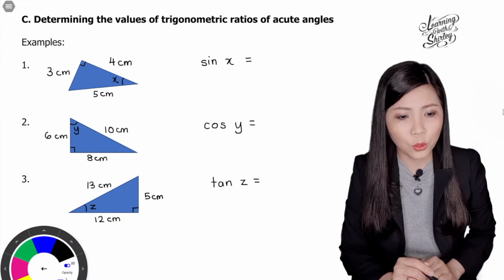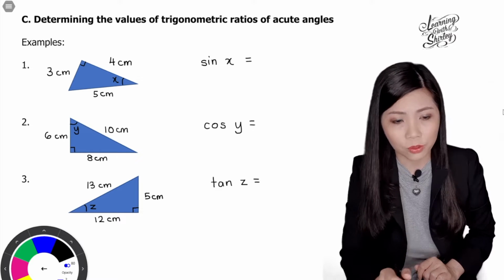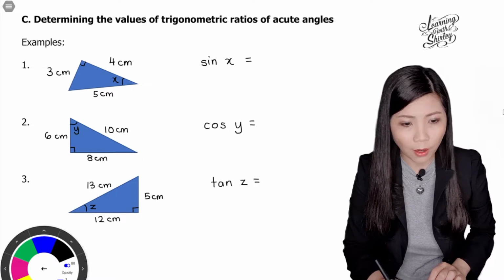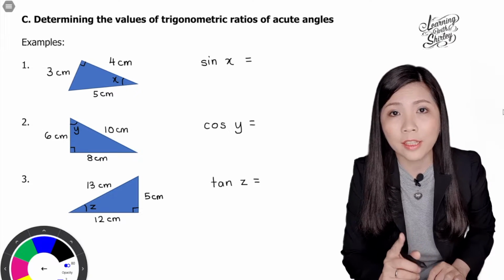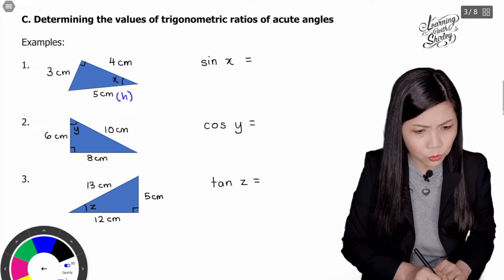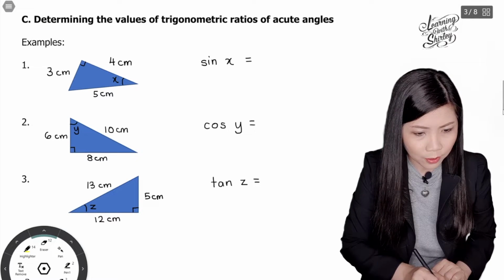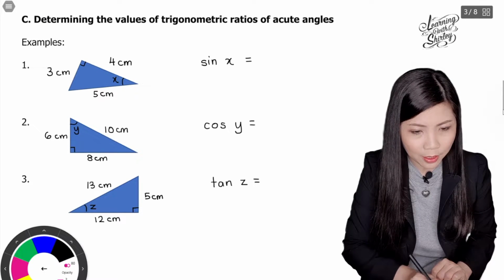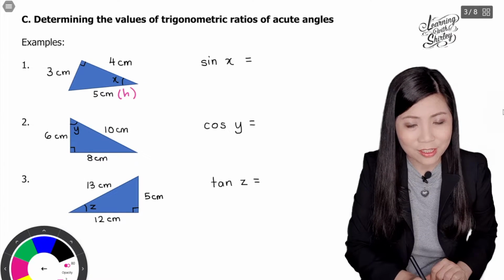The next part is to determine the values of trigonometric ratios of acute angles. So let's look at example number 1. So we have 3, 4, and 5. Okay, let's label the HAO. The longer side is the H. Let me switch this to pink color because I prefer pink. Pink is my favorite color. So here is H, okay, so that's the longer side.